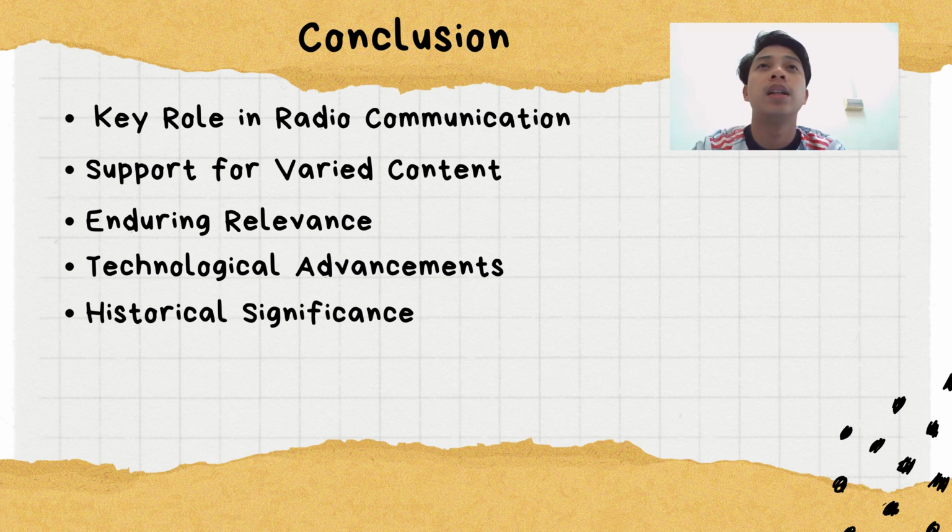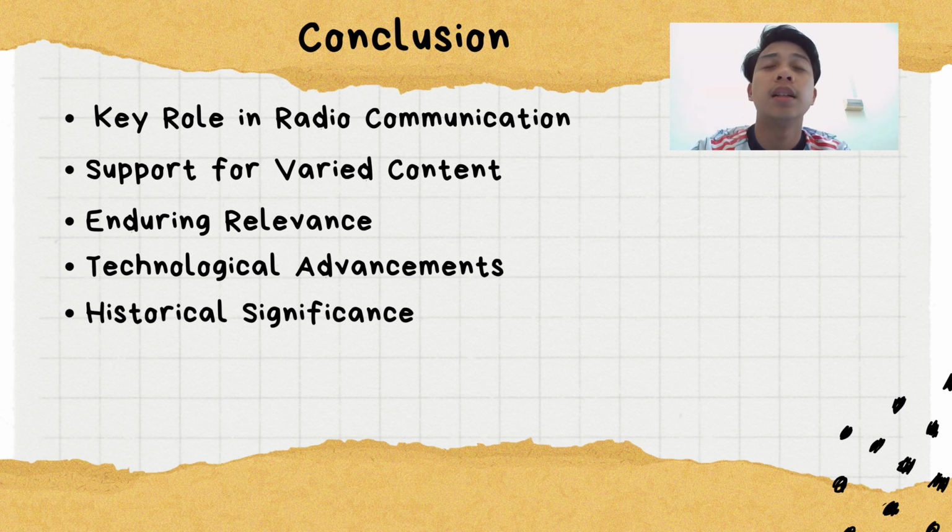So today I'm going to present the conclusion. First one, key role in radio communication. The AM transmitter plays a vital role in radio communication by facilitating the broadcast of diverse content to a wide audience. It achieves this by modulating carrier signals, allowing the transmission of audio signals for radio stations.